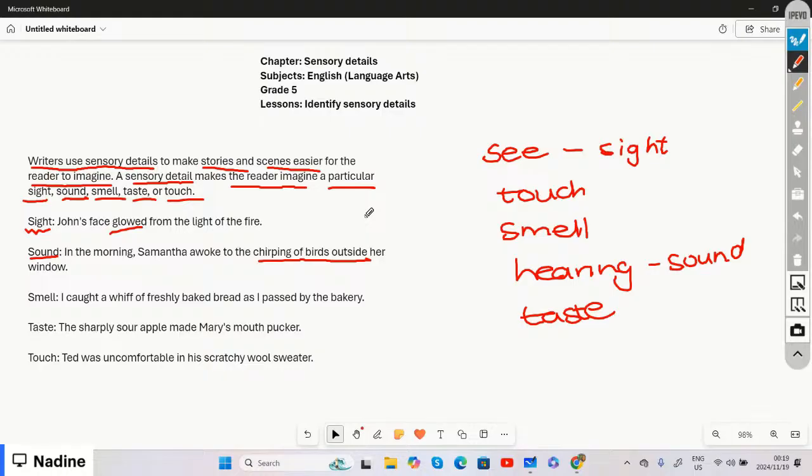Yes, my brother's clothes shined under the sun. Well done. So that is also to do with sight. All right, now we're going on to smell.